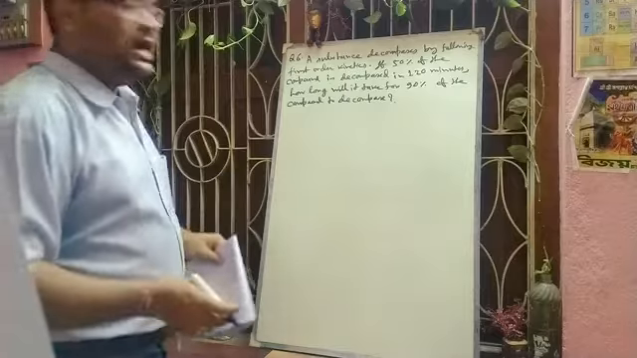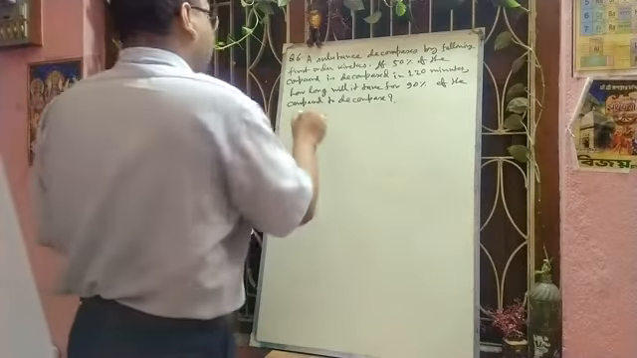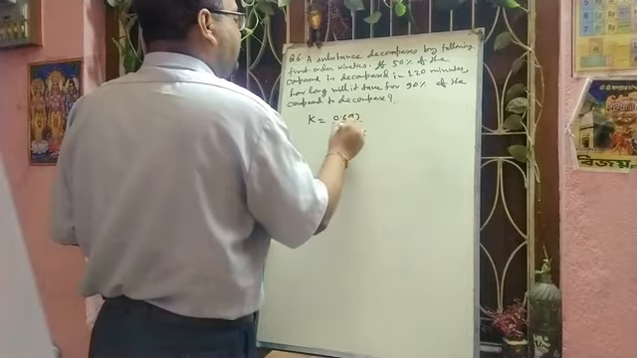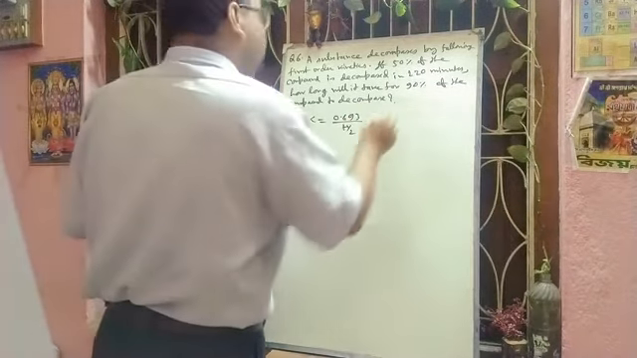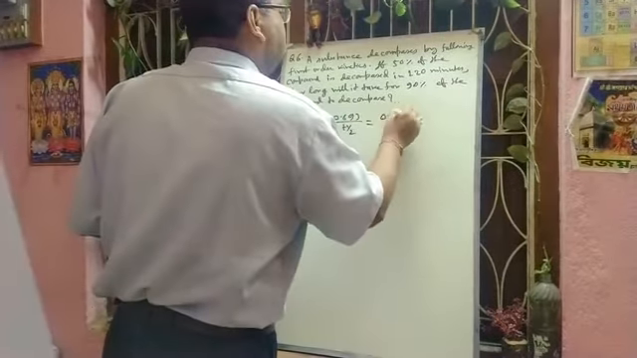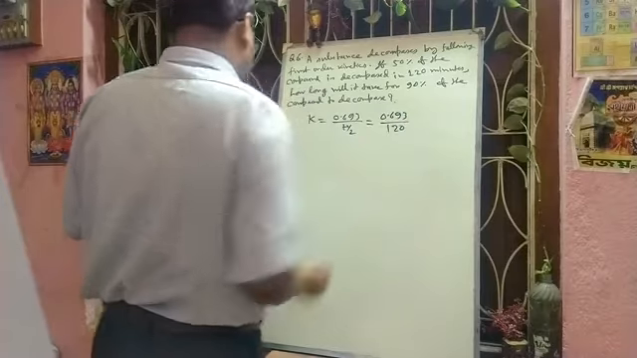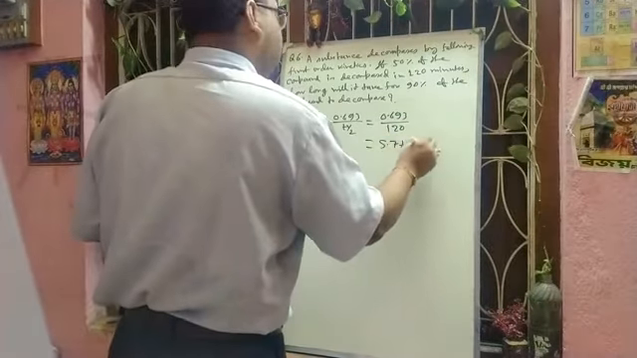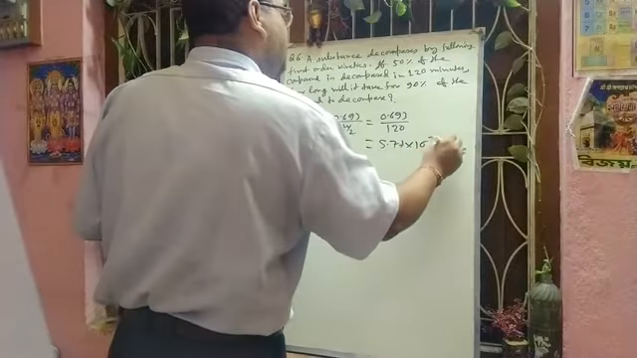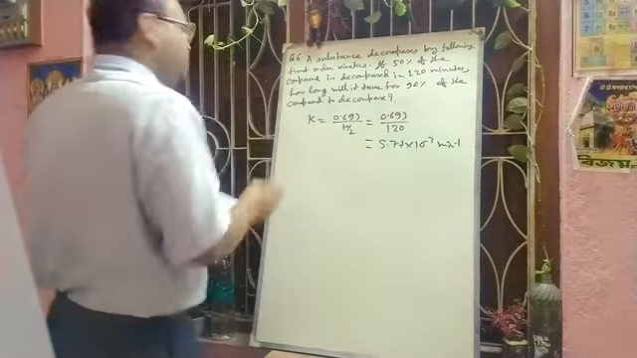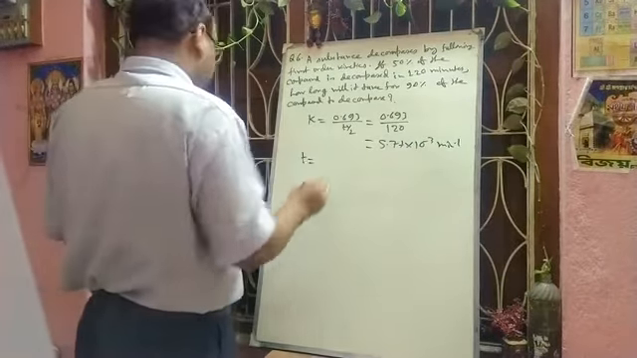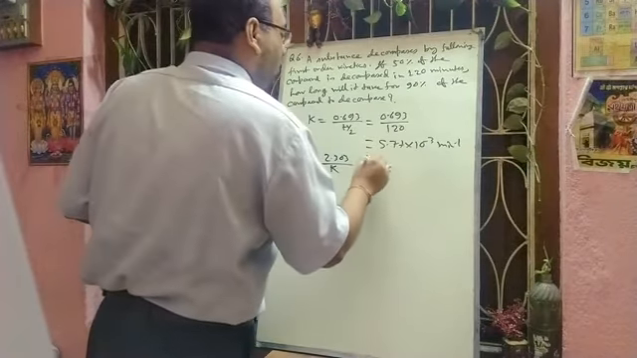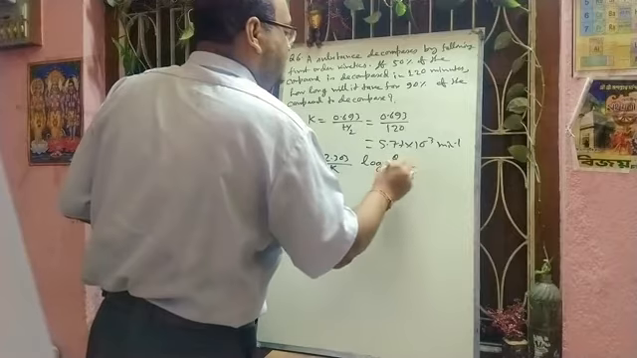Okay, so here first you have to calculate the K. K is equal to 0.693 divided by T half. So if you put this value, 0.693 divided by 120, you will get the value 5.77 into 10 to the power minus 3 minute inverse. Now you have to put the main equation, that T is equal to 2.303 divided by K log A by A minus X.